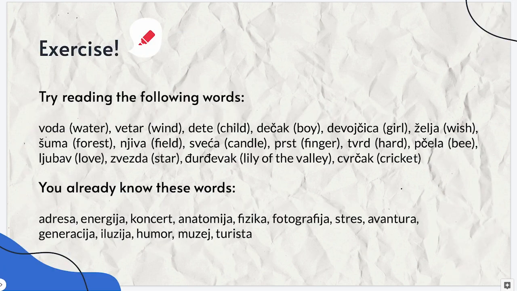After each segment, we usually have an exercise. Here's an exercise of reading. Let's try reading the following words. You can pause after I read these, and after me you can repeat. Here are some words. I'll read them and you can repeat.